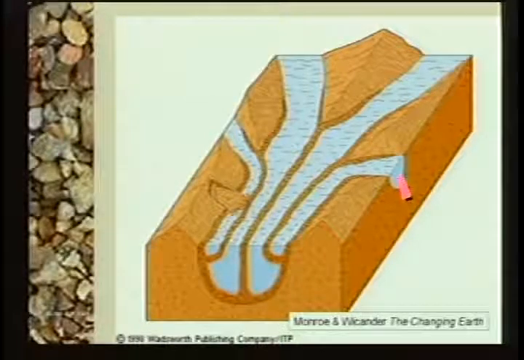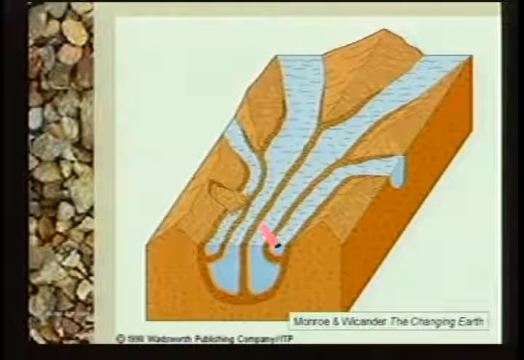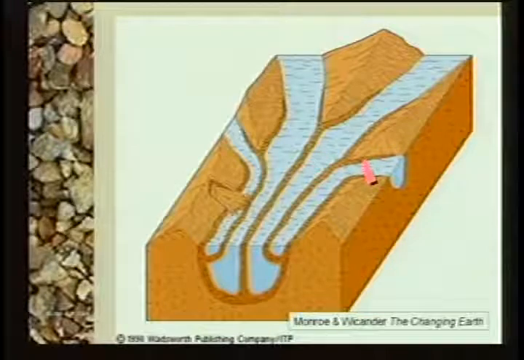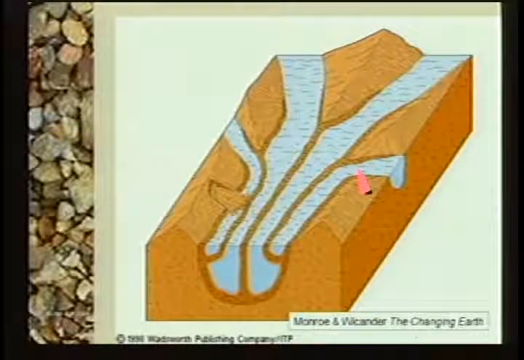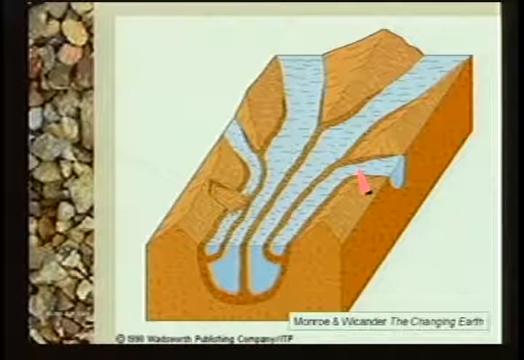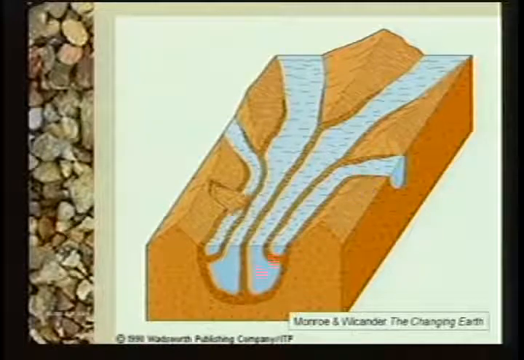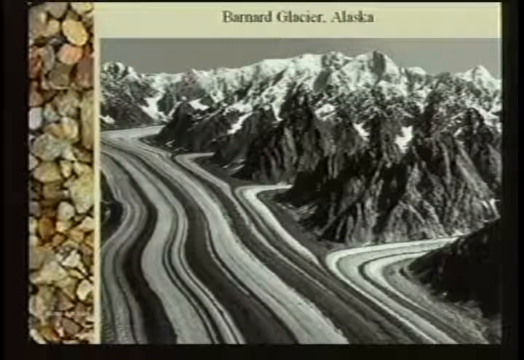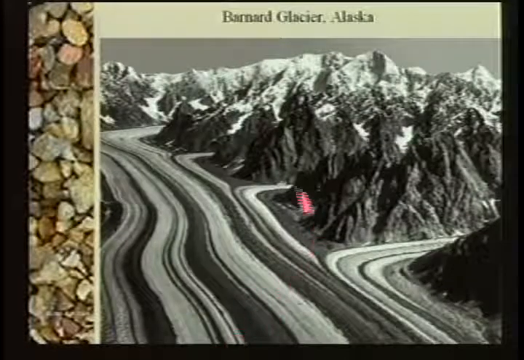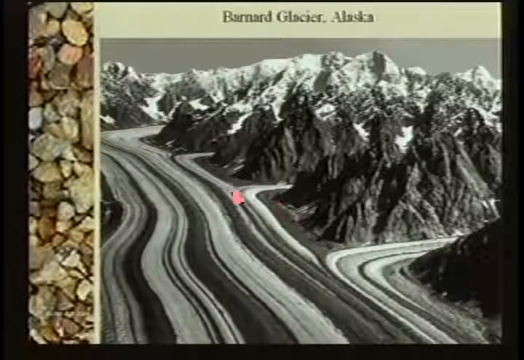Note here we have a little bitty tributary glacier moving into the main channel. When this ice melts, what will this produce? If you thought Hanging Valley, you were correct. This is Bernard Glacier in Alaska, and you can see a lot of sediment being carried along the top of the ice.